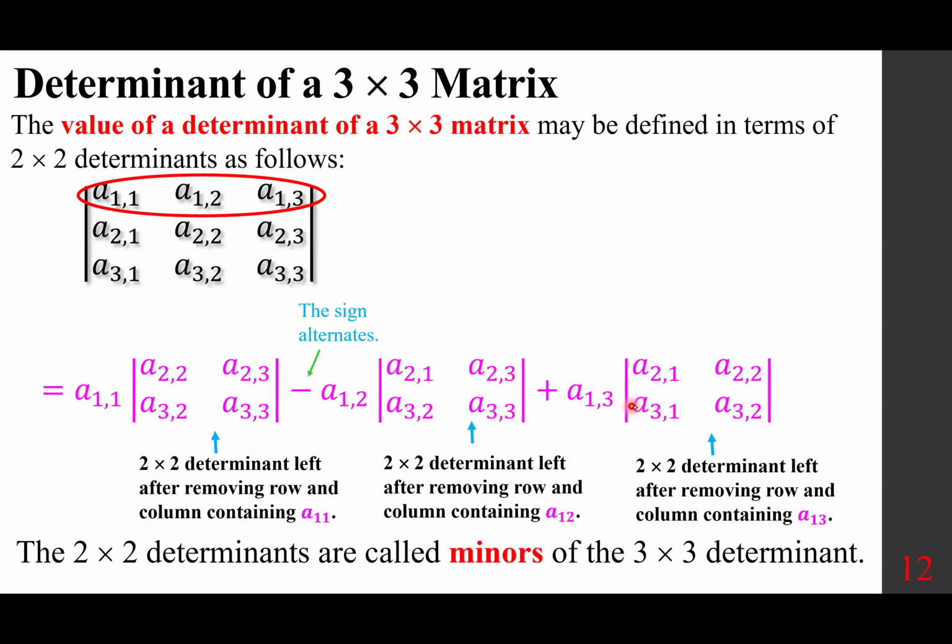The 2 by 2 determinants are called minors of the 3 by 3 matrix. That's as far as terminology is concerned. So minor of A11, minor of A12, minor of A13. And of course, we call it the cofactor when including the sign. This is negative, this is positive, just so you know.